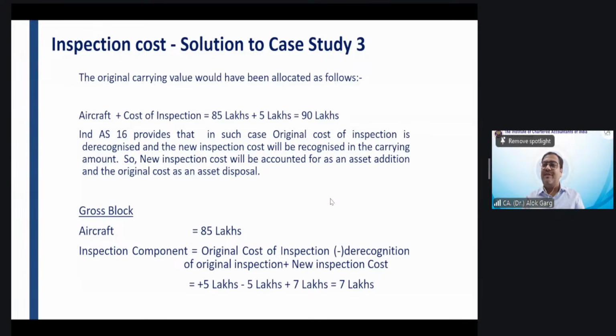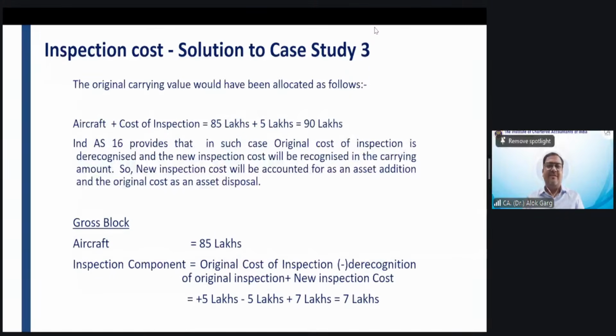Should I show you this inspection component in the real world example? You want to see it? Should I show it or leave it? Okay, so let me show you.